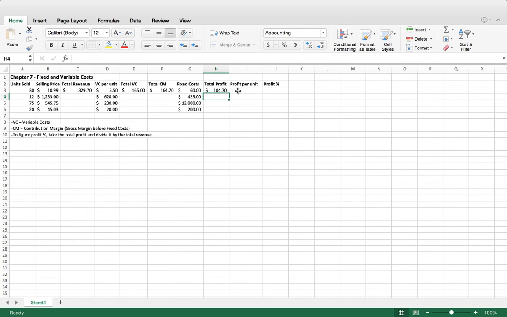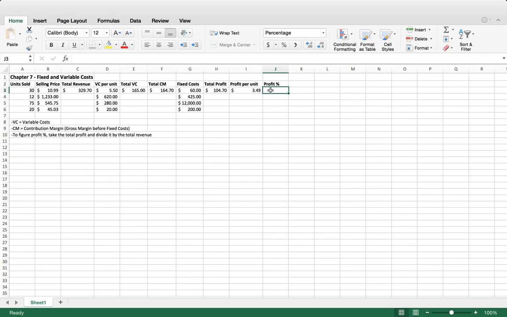$104.70. Now, if we want to figure out the profit per unit, we just take the total profit, the 104.70, and divide that by the number of units sold, and that'll give us the profit for each unit. So we take the total profit and divide that by the number of units sold, and that gets us $3.49 for each unit sold. That's how much we make for every single unit sold.